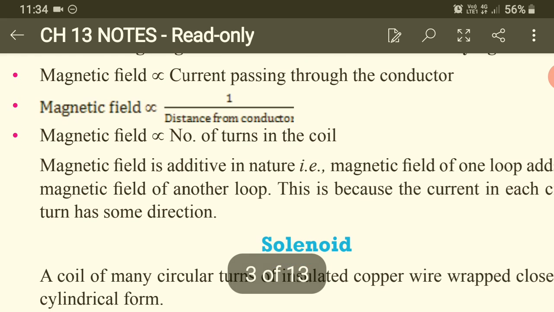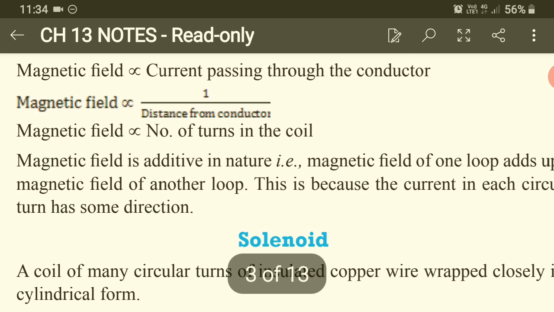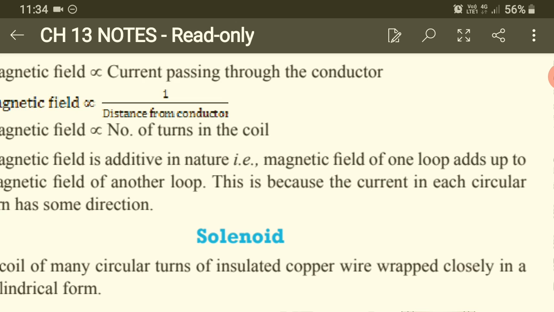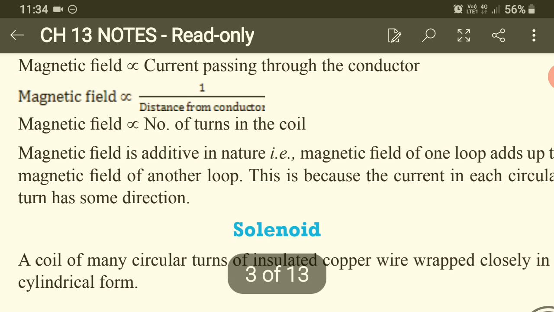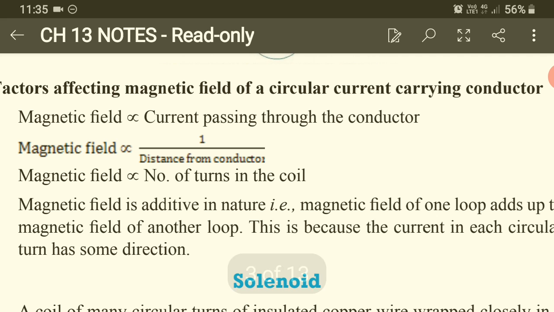Last is that magnetic field is additive in nature. That means the magnetic field of one loop adds up to the magnetic field of another loop. This is because the current in each circular loop or turn has the same direction. Thus, we can say the more the number of turns, the more the strength of magnetic field around the loop.